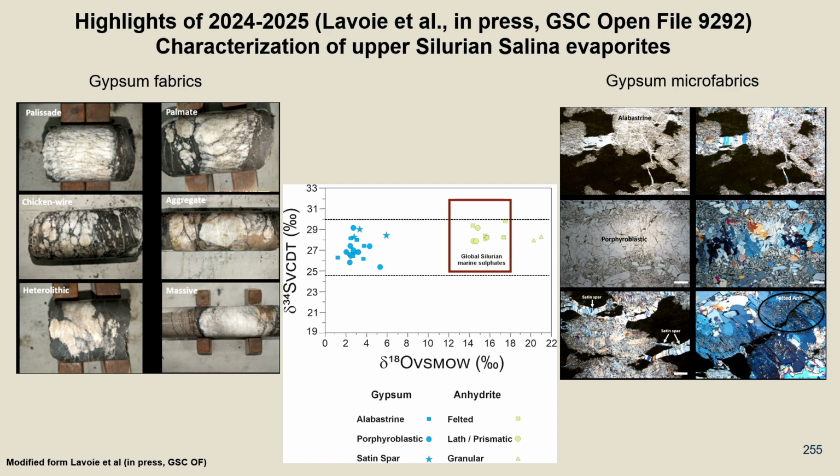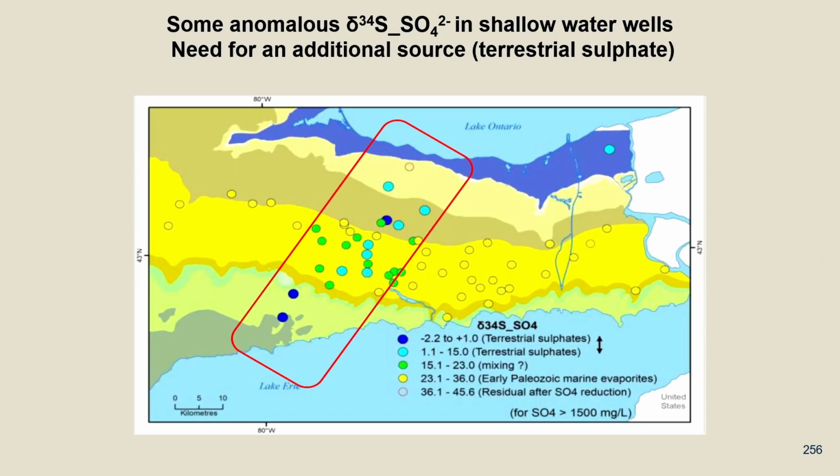The difference resides in the oxygen isotope signature, with the gypsum being isotopically very light, which is the consequence of the hydration of anhydrite in the presence of light meteoric water. So the problem we have now is that these isotope values cannot explain the widespread anomalous values that we find in the dissolved sulfate in groundwater.